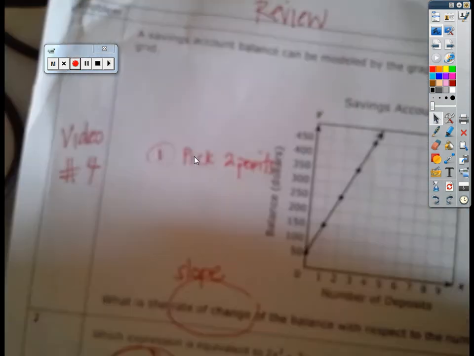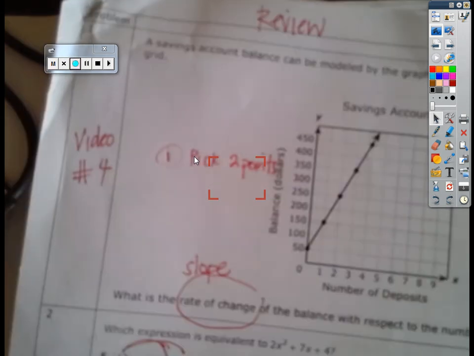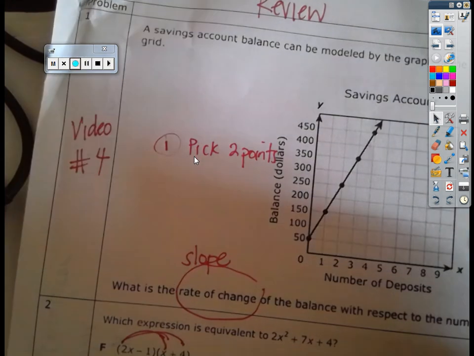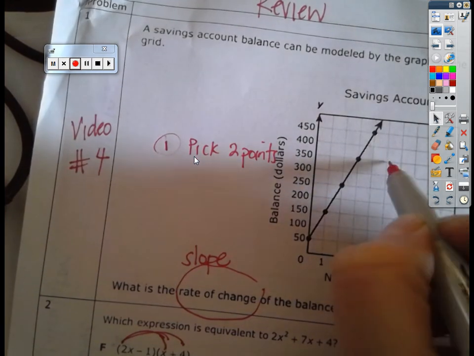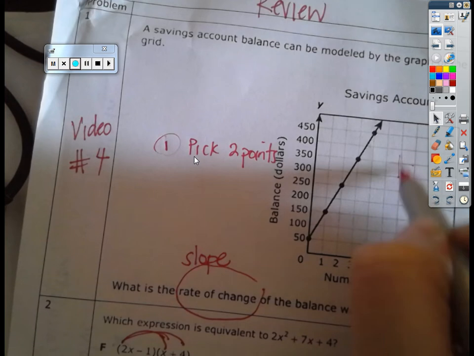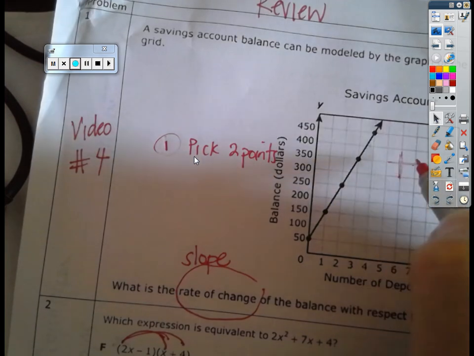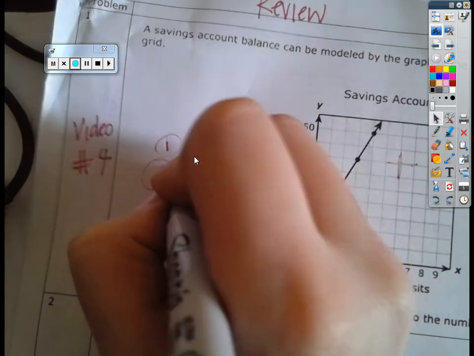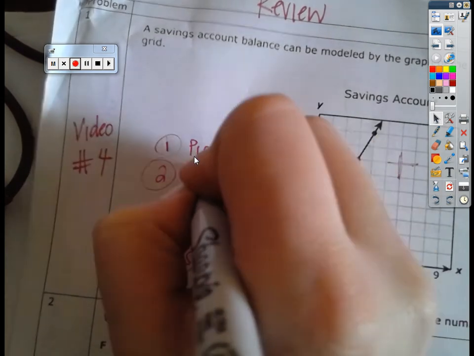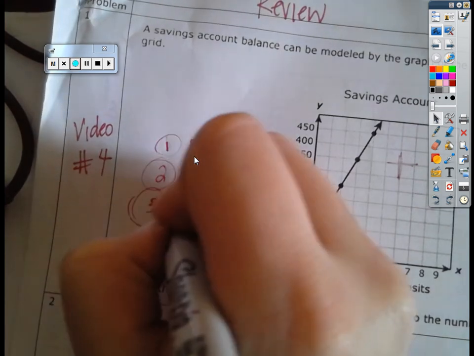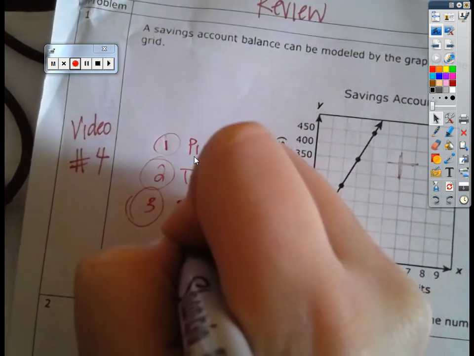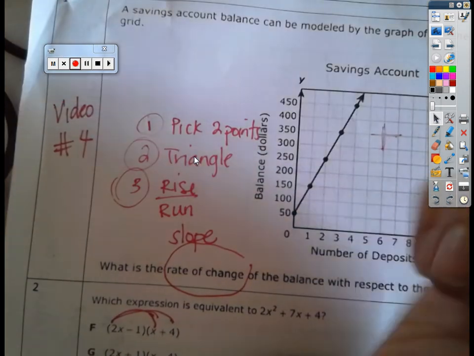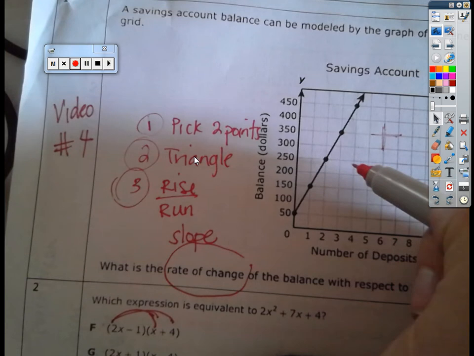Now on here, I know the points are already there, but again, you're picking 2 points. It's easier if you pick points the line goes through on the axes, so through these right here. If the line doesn't go through them cleanly, it's going to be hard to read. So I already have 2 there, and then I draw a triangle, and that's going to help me figure out the rate of change. I put how many rise over how many run. That's the formula of slope, the difference of these over the difference of these.